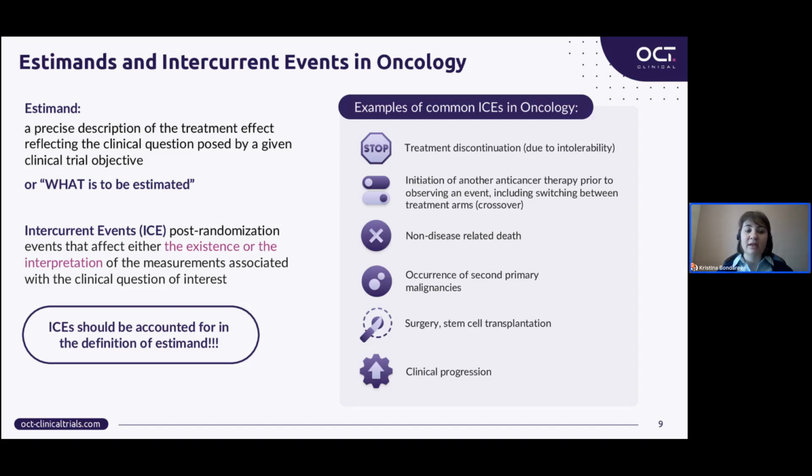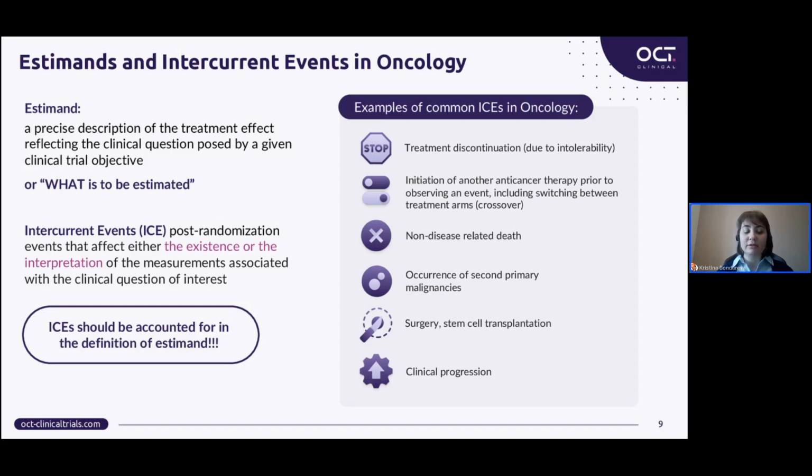Per the ICH E9R1 addendum, intercurrent events are events that have the potential to occur after treatment initiation and either preclude the observation of the variable of interest or affect its interpretation. Within the context of endpoints such as PFS, EFS, and DFS, possible intercurrent events include discontinuation from the treatment due to tolerability and the initiation of subsequent anticancer therapy prior to observing an event. Within the adjuvant setting, additional potential intercurrent events for consideration include non-disease-related deaths and the occurrence of second primary malignancies.